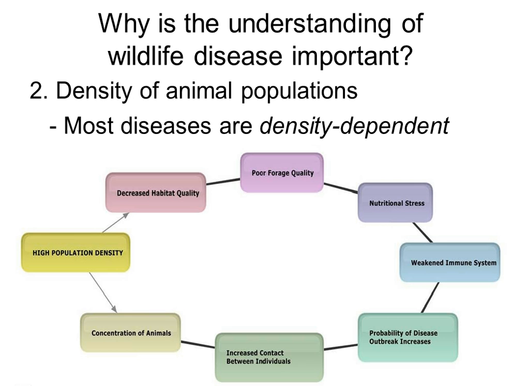Why is it important to understand this? First of all, the density of animal populations. Most diseases are density dependent. So as the density of a population goes up, the chances of disease becoming more prevalent also go up.